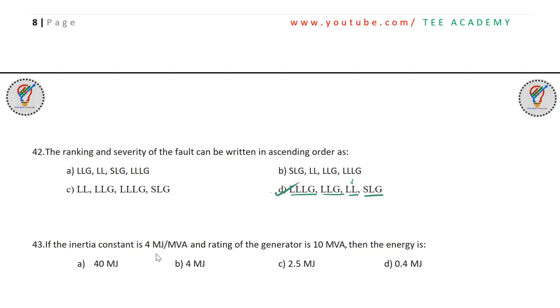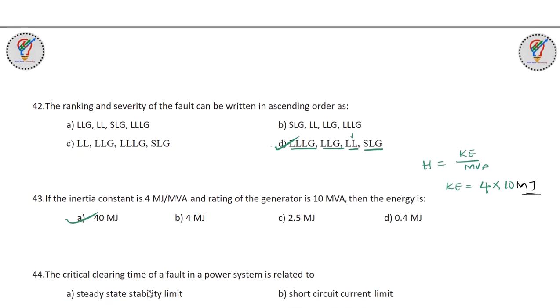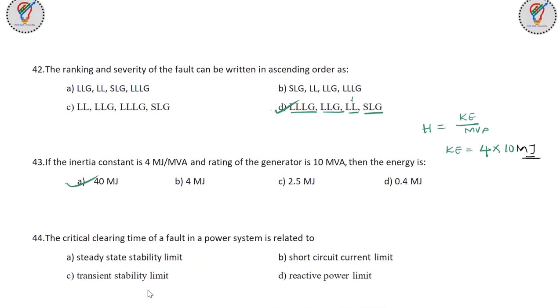Next question here. If the inertia constant is 4 megajoules per MVA and the rating of the generator is 10 MVA, the energy is? Inertia constant H is equal to kinetic energy stored divided by the MVA rating. I want the kinetic energy, so kinetic energy is the inertia constant, 4, into 10. So 10 into 4 means 40 megajoules is the answer. Hope you're getting the answer as A. These are simple questions only. In the examination, the level will be approximately like this but a little bit tougher. So be ready for a tough exam.